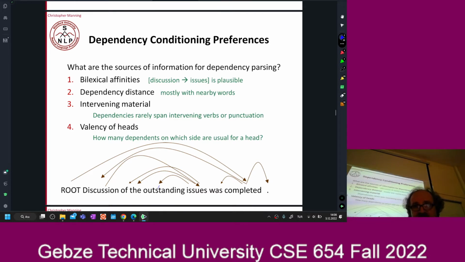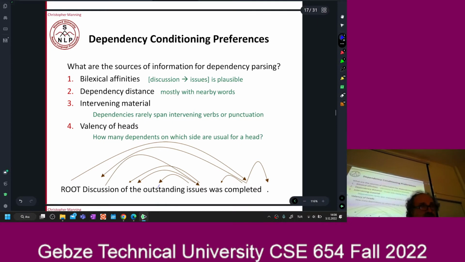Okay, they happen together. Okay, that is plausible. Dependency distance: usually dependency arrows are short. Okay, mostly within nearby words. Okay, it is rare in a sentence that the dependency is far away.